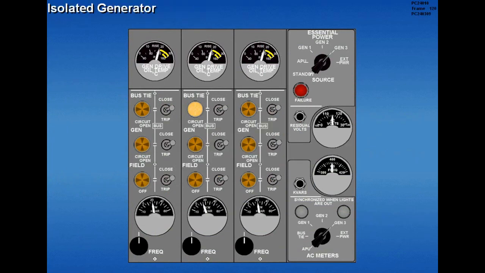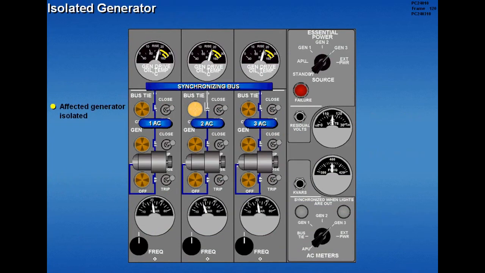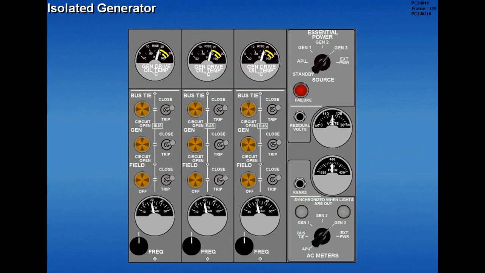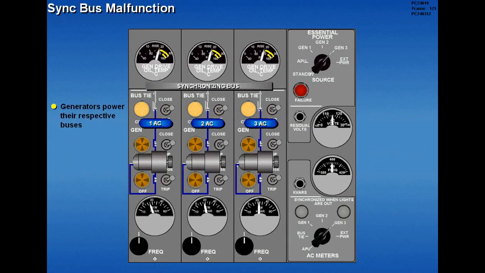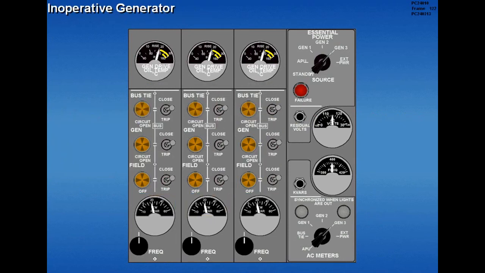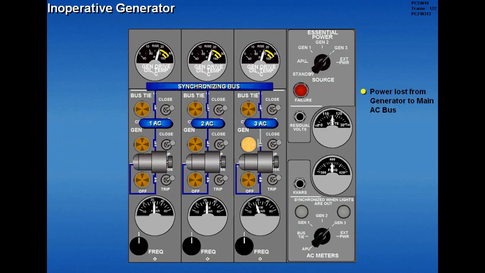Should a single bus tie light illuminate, the affected generator is isolated, and the remaining generators operate in parallel through the sync bus. If more than one bus tie light illuminates, the generators power the respective buses, and no load sharing is available. Should a generator breaker trip, power is lost from the generator to its main AC bus.